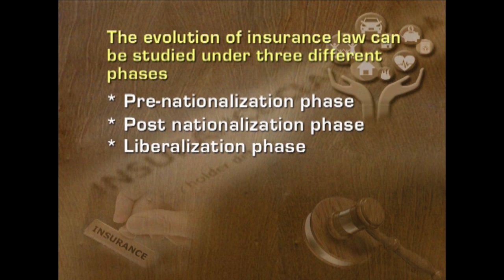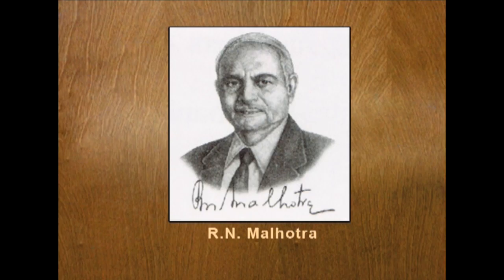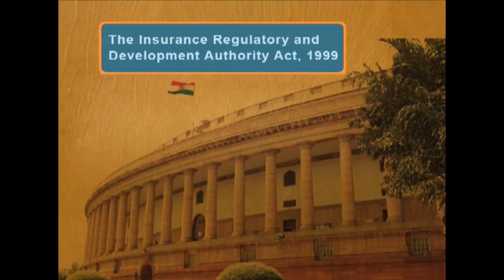Phase 3, liberalization period. In 1993, a committee on reforms under the chairmanship of R.N. Malhotra was appointed to review the present insurance system in general and the regulatory system in specific. The committee recommended a strong autonomous body on the lines of SEBI with sufficient powers of control. An interim insurance regulatory authority was established to undertake the control system on a temporary basis till the legislative body was formed. The Parliament enacted the Insurance Regulatory and Development Authority Act 1999 to regulate the insurance business in India.